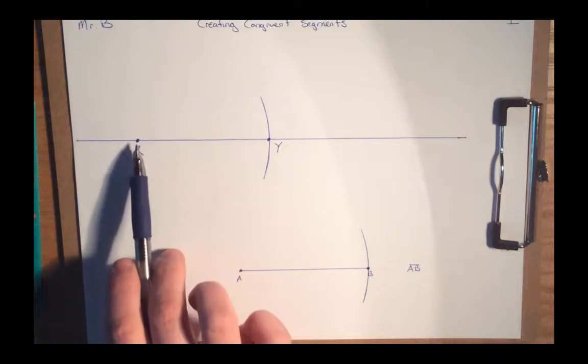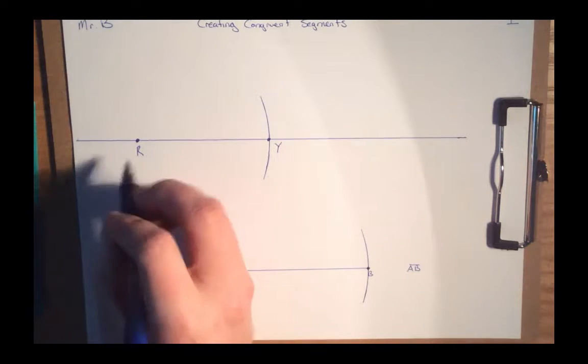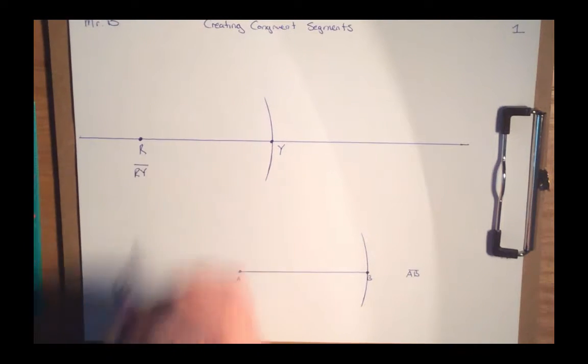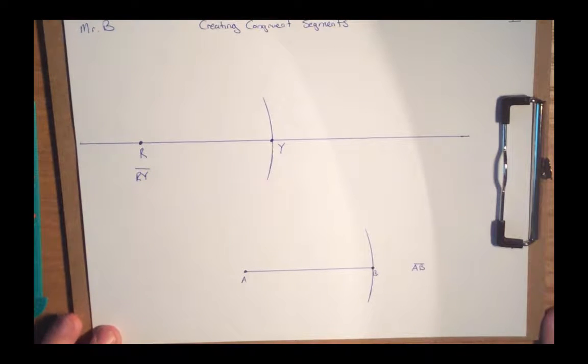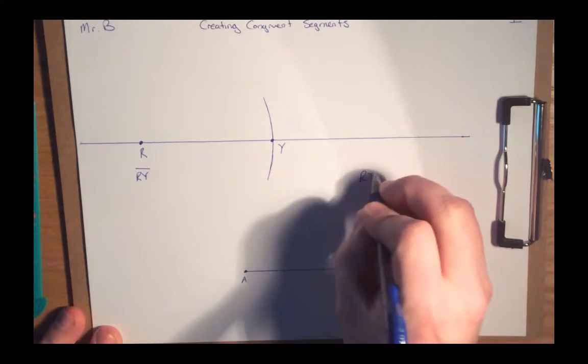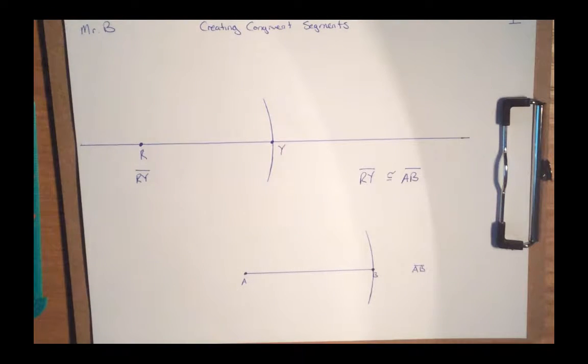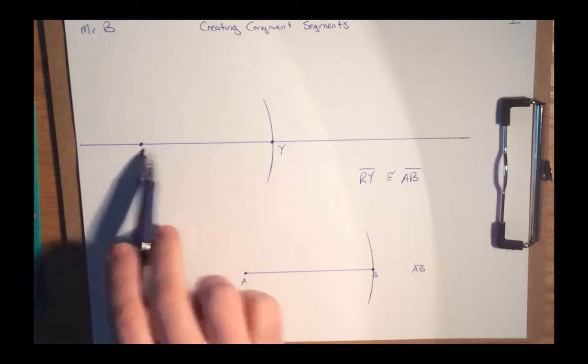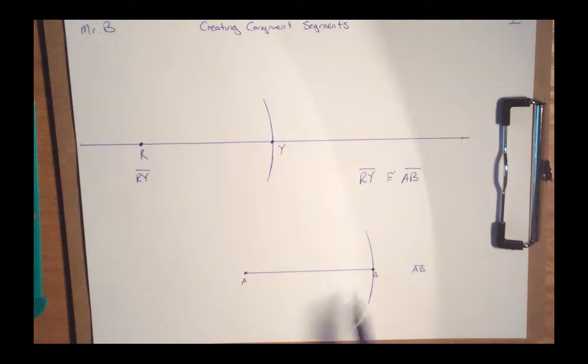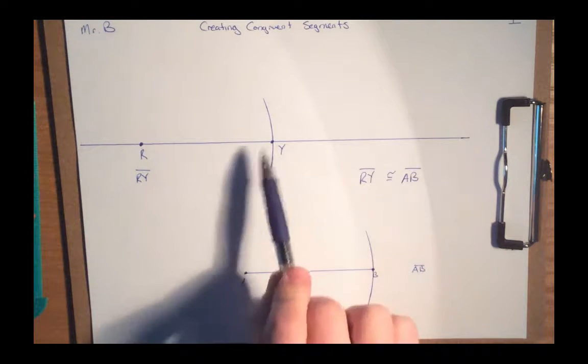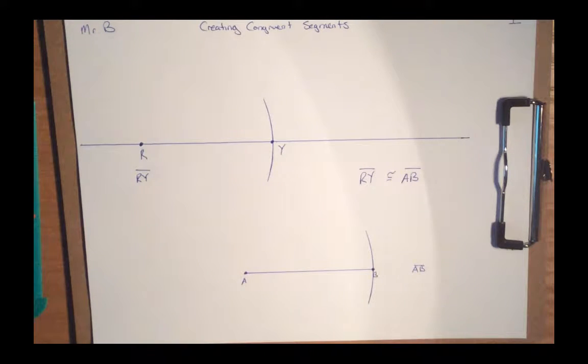But what I've done is I've now created line segment RY. And they are exactly the same length. So I can say that RY is congruent to AB. And notice the way I named them, left to right, RY, AB. If I was to name them the other way, it would be YR, BA. That's the end of that construction.